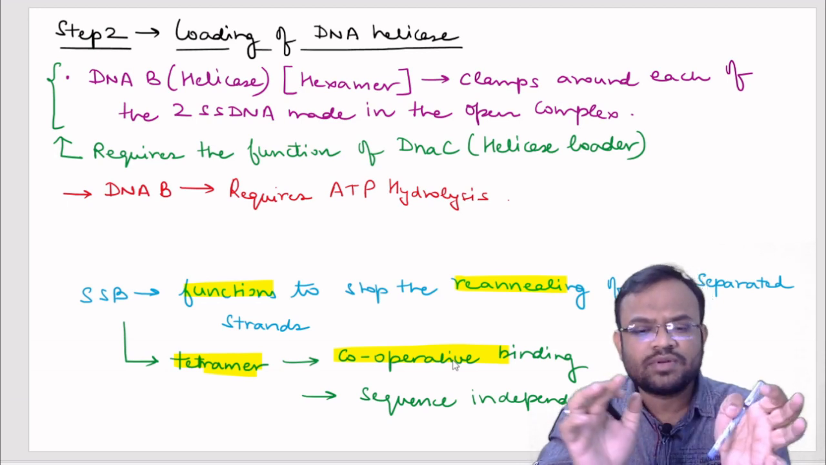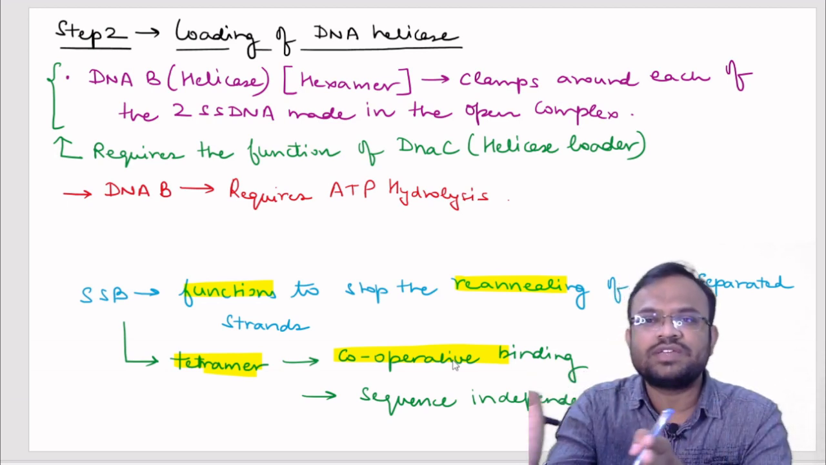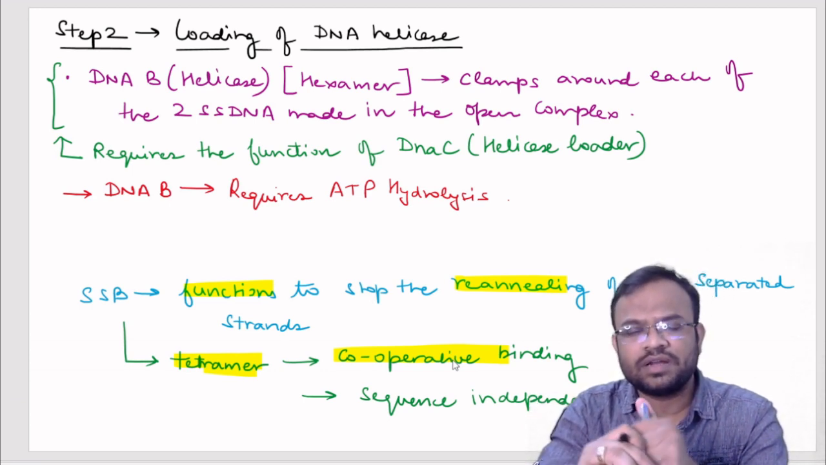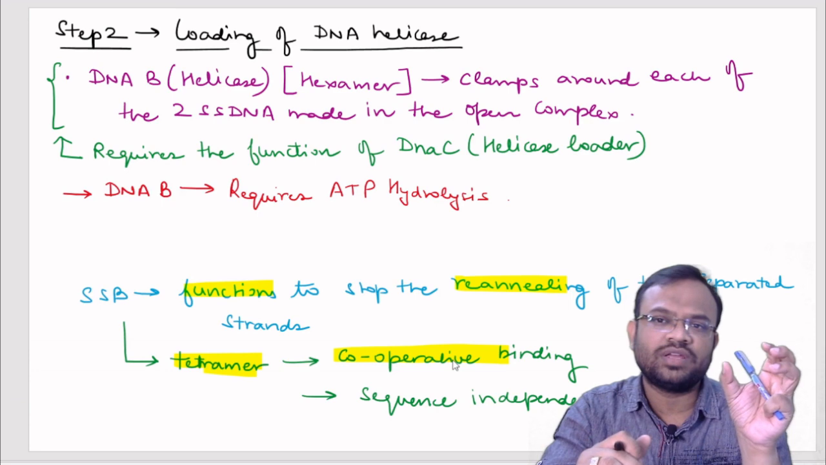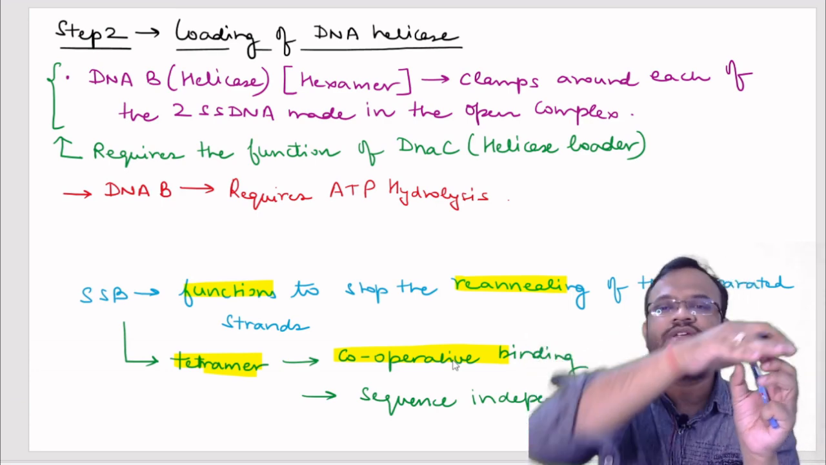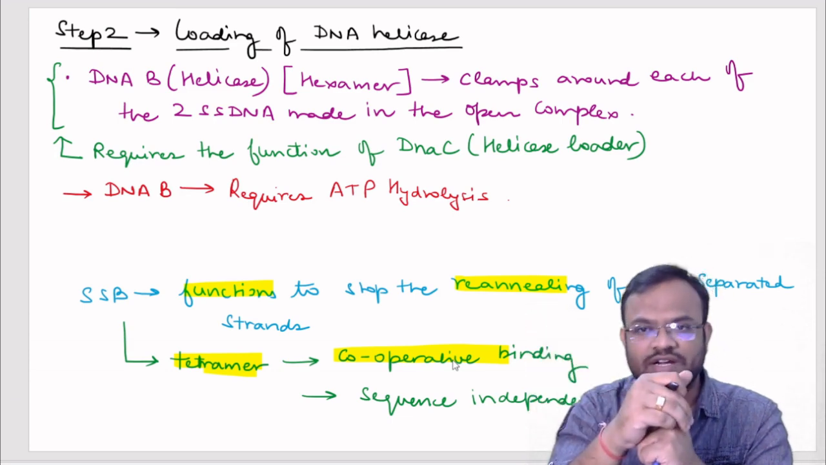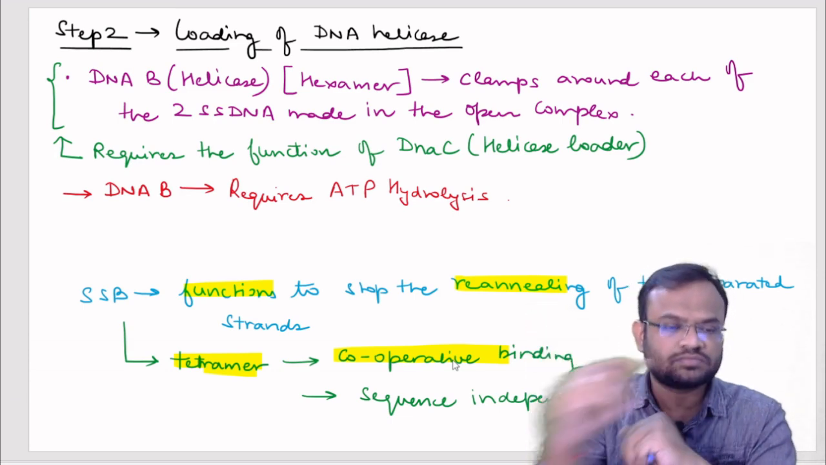And this is sequence independent in nature. What do you understand by sequence independent? The single stranded binding protein can bind to any DNA strand irrespective of the nucleotides present on the DNA strand. This is what I wanted to say.